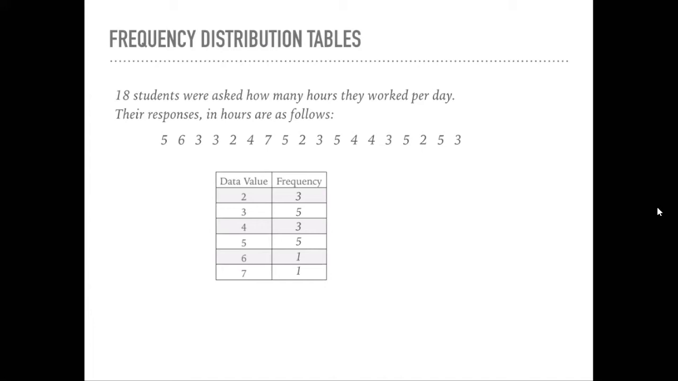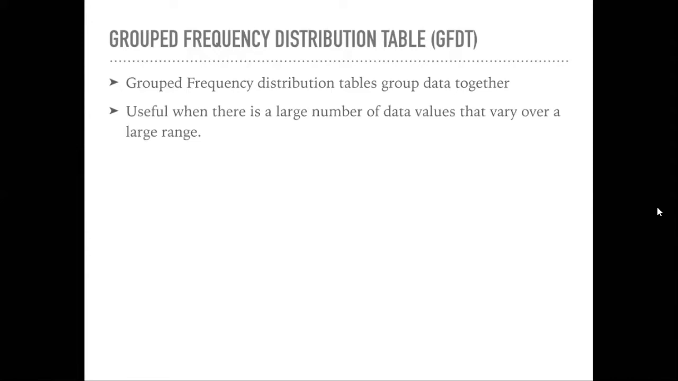So instead, we use something called a grouped frequency distribution table. A grouped frequency distribution table will group data together. It groups data together based on values that are numerically close to each other. So this is useful when there's a large number of data values that vary over a large range. To calculate some things for this, we want to make sure that we know how to calculate the range. So the range is your maximum data value minus your minimum data value. We're going to first find the range when we're trying to construct a grouped frequency distribution table.